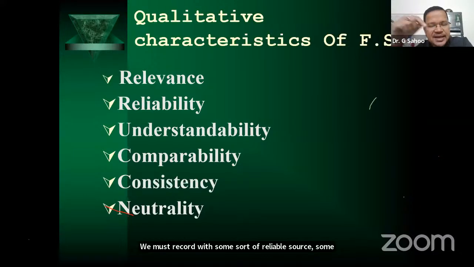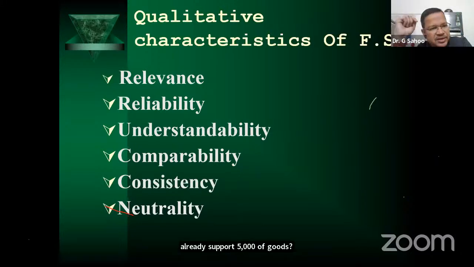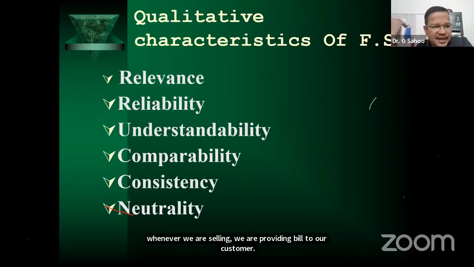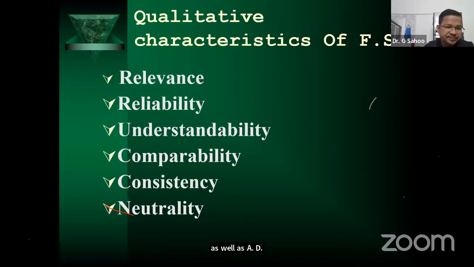Let's say we are recording that our selling of goods is 5,000. How will we know that? How will we ensure that we have already sold 5,000 rupees of goods? Whenever we are selling, we are providing a bill to our customer. So a duplicate bill or invoice is there, yes or no? So these are the reliable sources. Let's say we are buying a particular machine for our business. Whenever we are buying, we are also getting the bills as well as the manufacturing warranty card from the manufacturer. So these are the reliable sources through which we have to record all the business transactions. So the financial statement must reflect all the business transactions which must be from reliable sources.